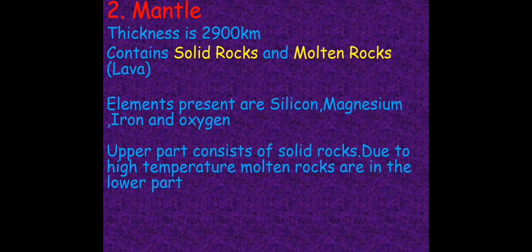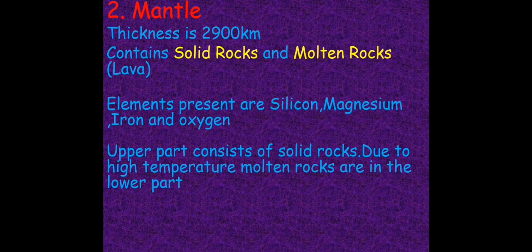Mantle. Its thickness is about 2,900 kilometers. It's so thick layer. It contains solid rocks and molten rocks. Molten rocks means lava, if you can remember, which comes out during a volcanic eruption. Elements present in mantle are silicon, magnesium, iron and oxygen. Upper part consists of solid rocks. Due to high temperature, molten rocks are in the lower part.